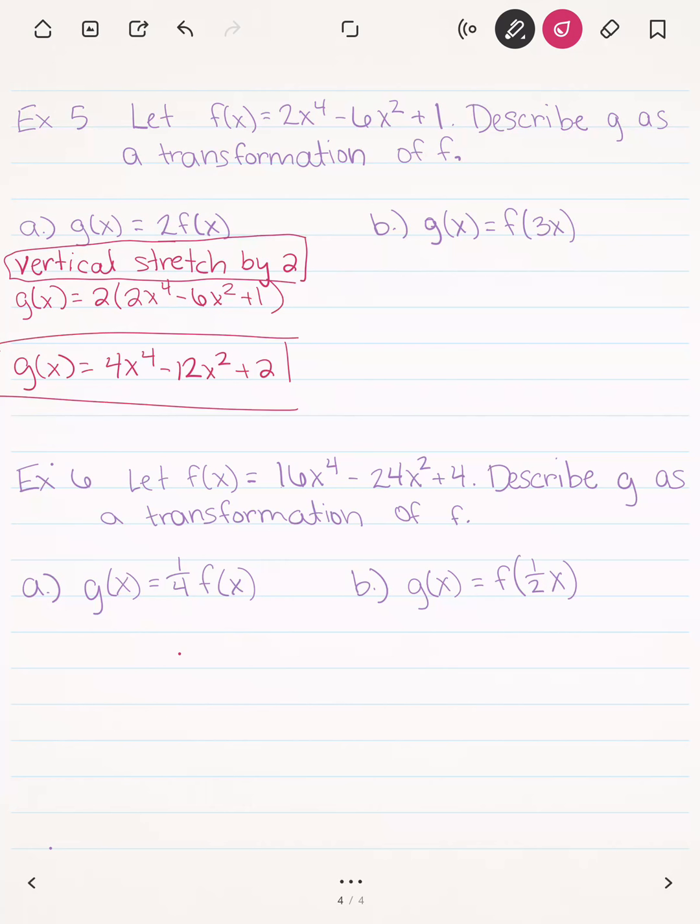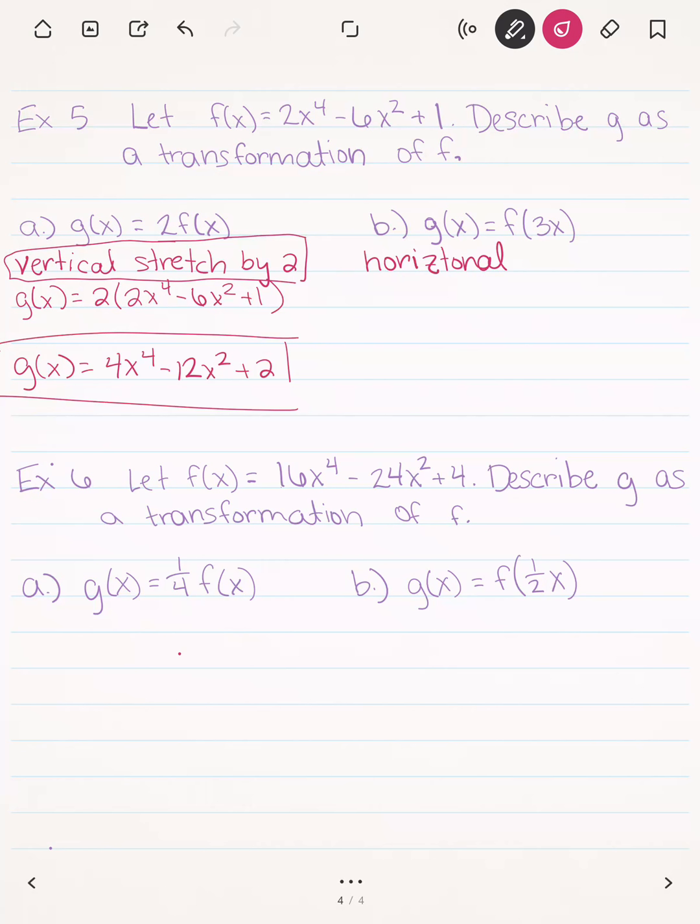Now, the difference between A and B is in A, the 2 is on the outside while the 3 is on the inside in B. So meaning anywhere I see an x, I'm replacing it with a 3x. Since it's on the inside, this is what deals with the horizontal.